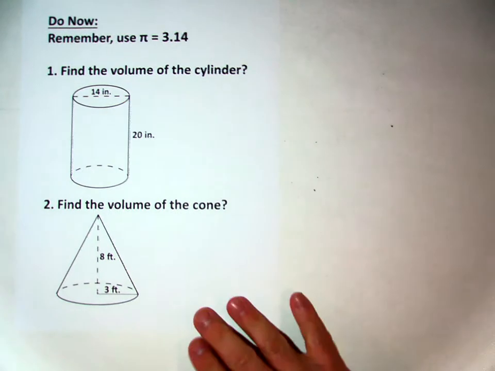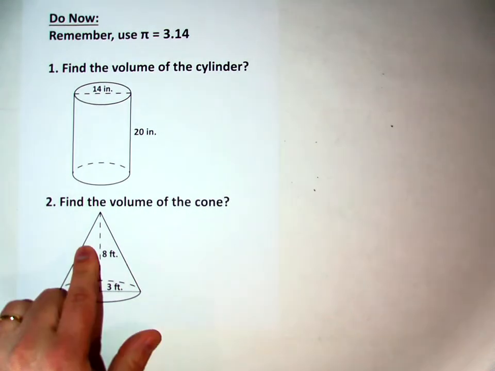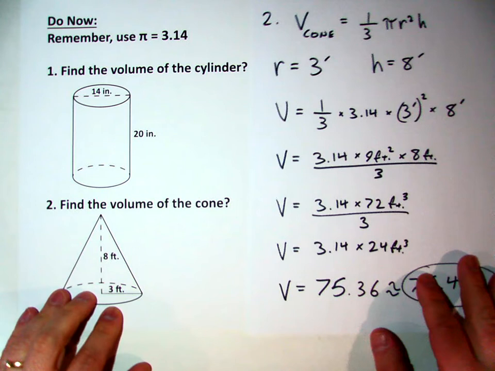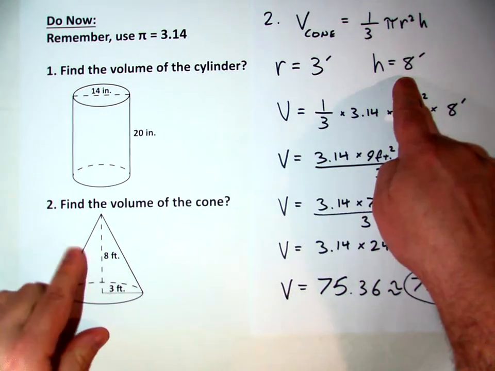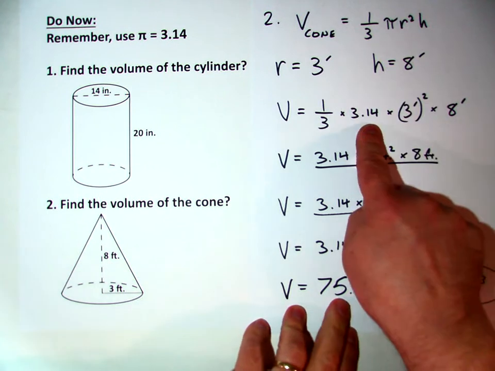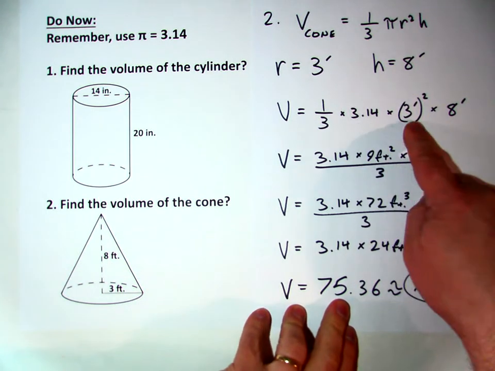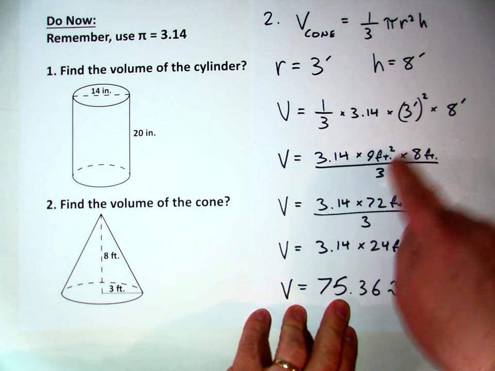The volume of the cone. So here, we're going to use 1/3 times pi r squared, and then times the height. Our radius is 3 feet. Our height is 8 feet. So we're going to do 1/3 times pi, 3.14. We're going to square the 3 feet radius to get 9 feet squared.